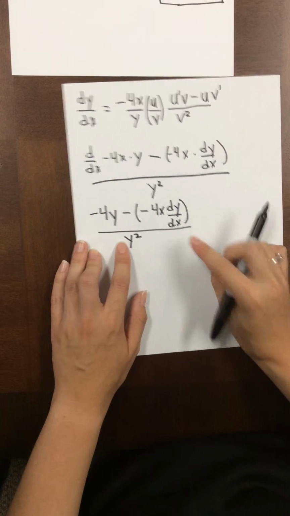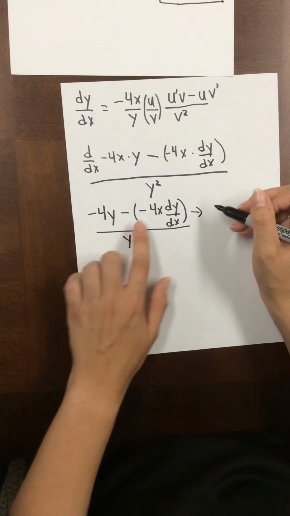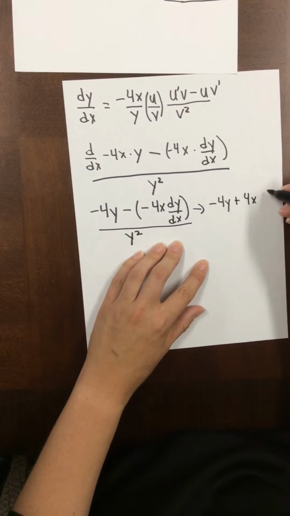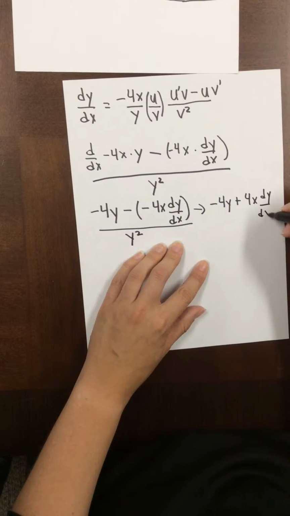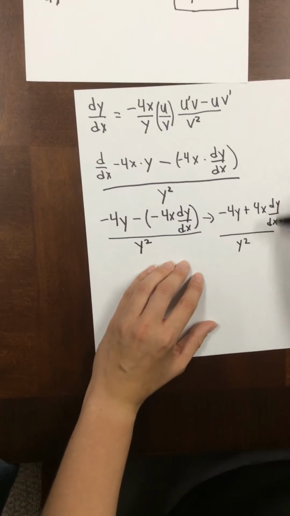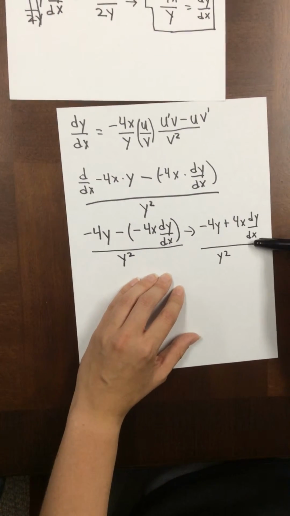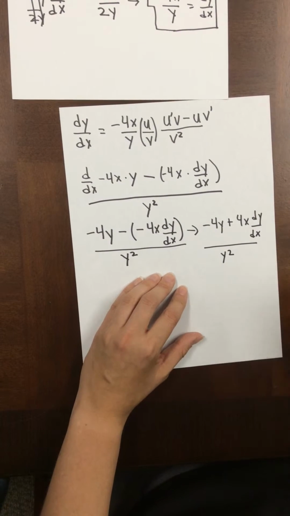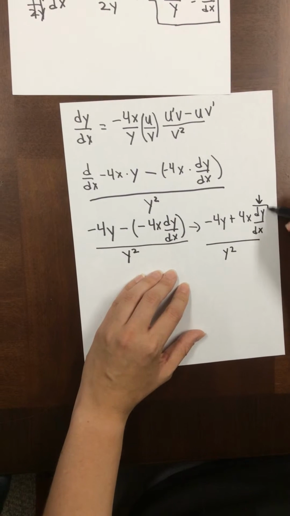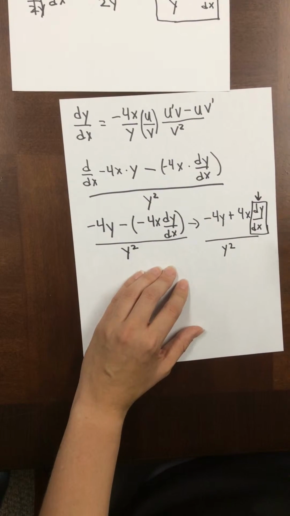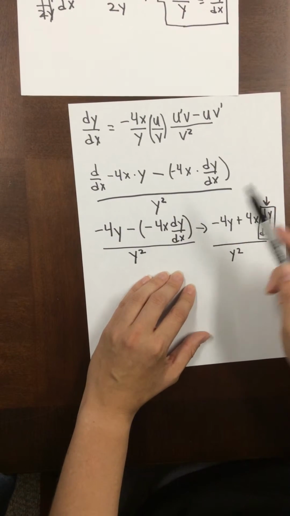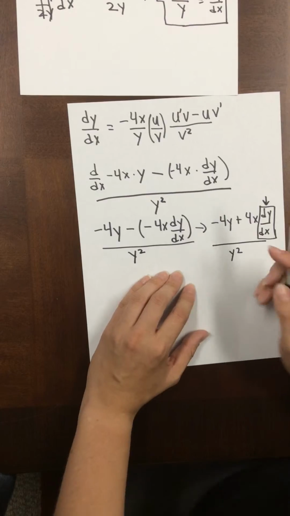Looking at this part, because of the two negatives, we can make it negative 4y plus 4x dy over dx all over y squared. In the first step, we had isolated the dy over dx variable and solved for that. I made that mistake the first time going through this, because we actually know dy over dx, since we solved for it in the previous part, which was negative 4x over y. So we can just plug that right into this.